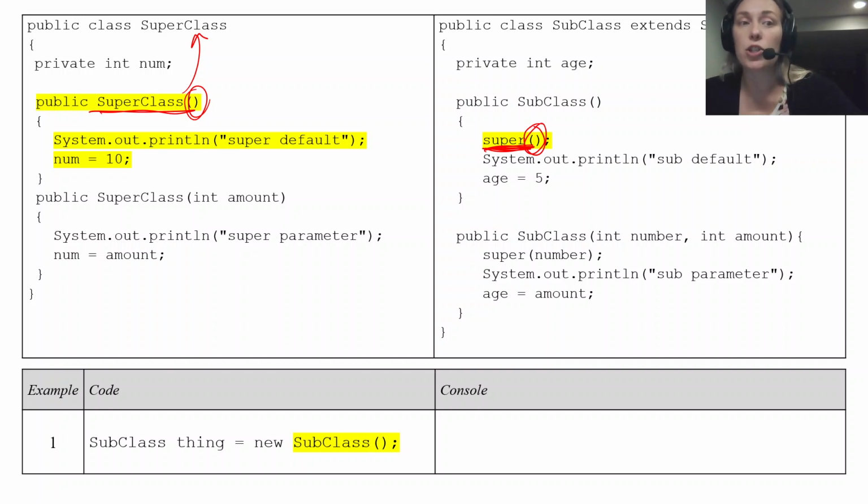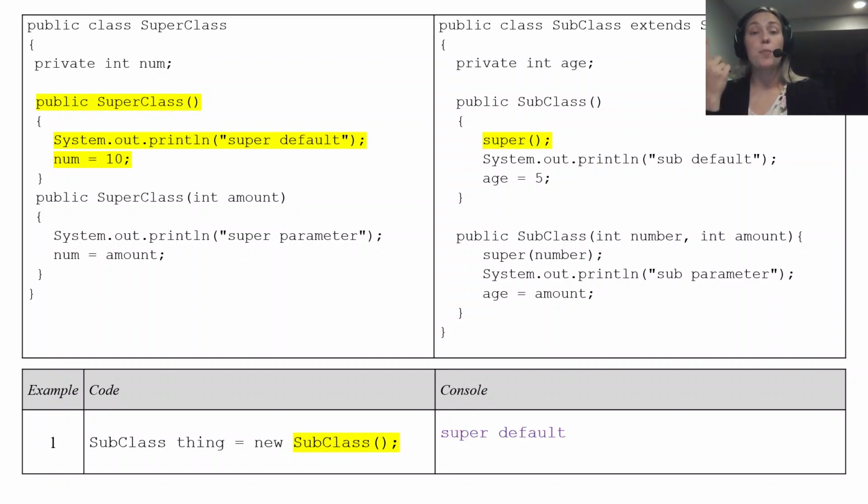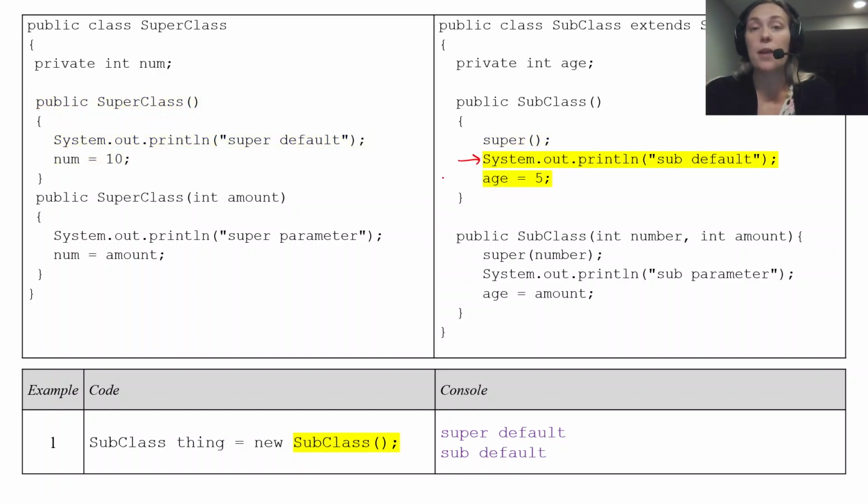So this default constructor runs. So I print off super default, num equals 10. And then I come back here and I print off sub default and age is 5. Wham, bam. Thank you, ma'am.